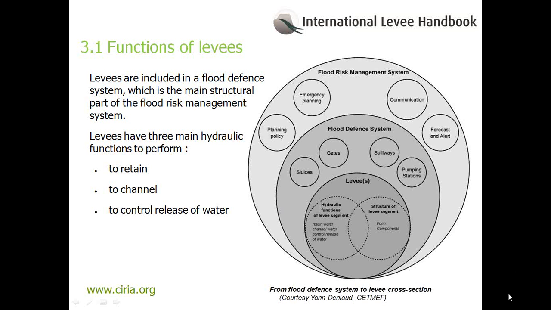Inside the flood defense system, the levee is the main component, but the flood defense system also must rely on other appurtenant structures such as sluices, gates, spillways, or pumping stations to perform and manage the hydraulic phenomena. Finally, the levee itself is a subsystem that has a specific hydraulic function assumed by a specific structure composed of form and various components. This schematic shows how the levee itself and the accompanying components fit into the flood defense system and also into the overall flood risk management system.